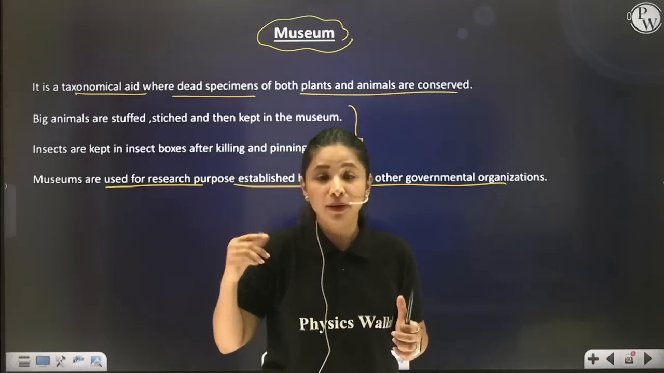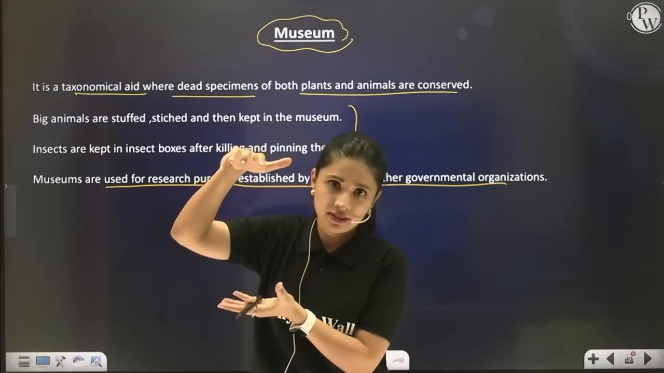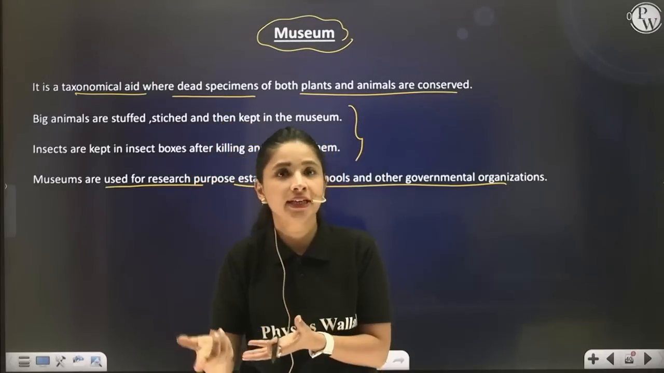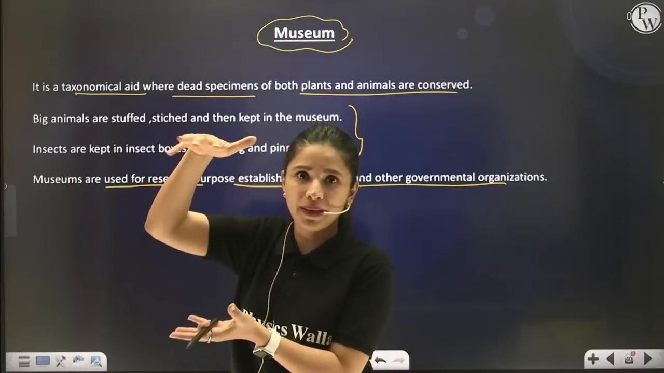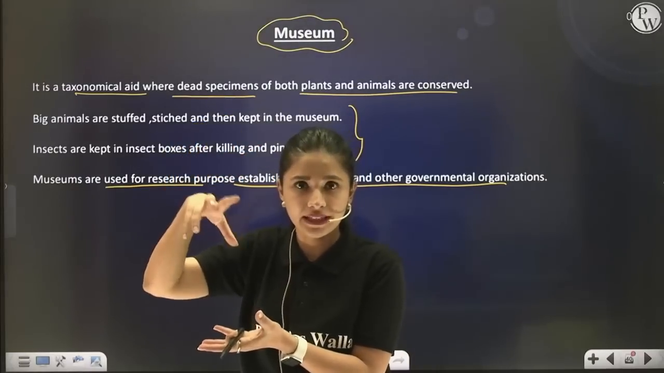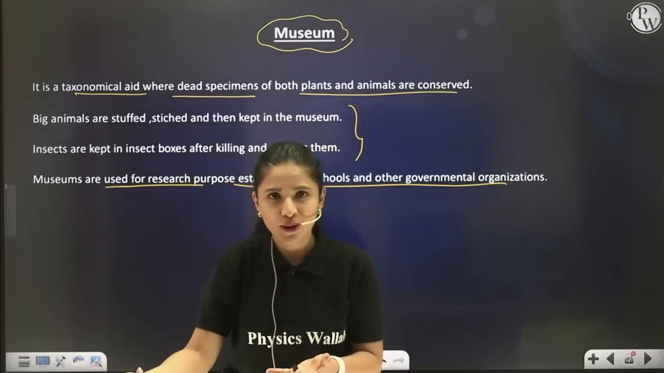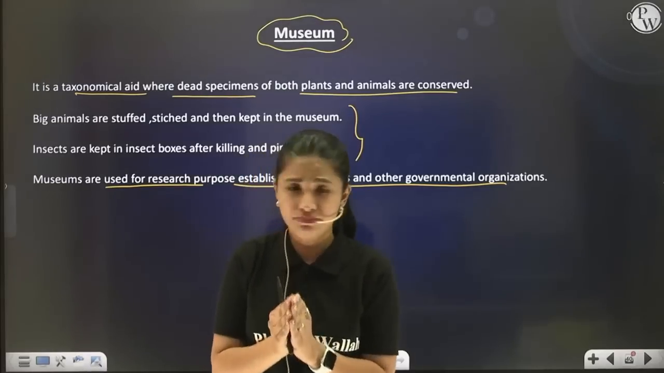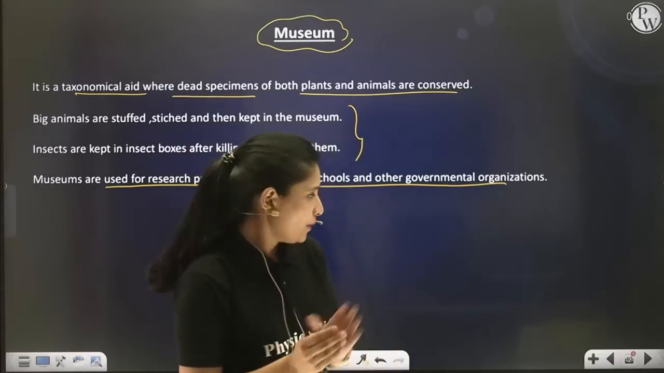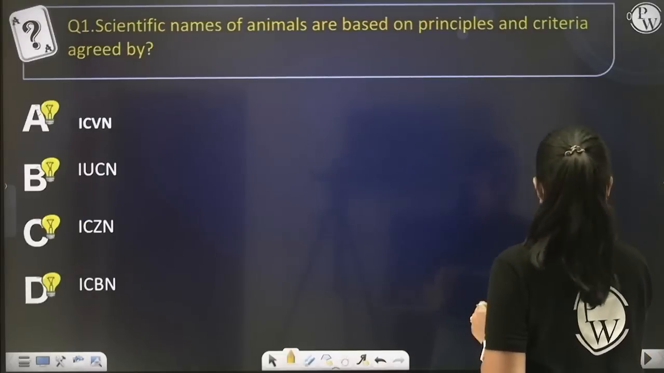Some reptiles like snakes and lizards are preserved in bottle jars containing formalin. This you also find in your schools. In laboratories, there are some big jars of formalin. Insects are kept in that, and snakes and lizards are also preserved. So this is all about the museum. I hope all the 4 taxonomical aids are clear to my dear lovely students.